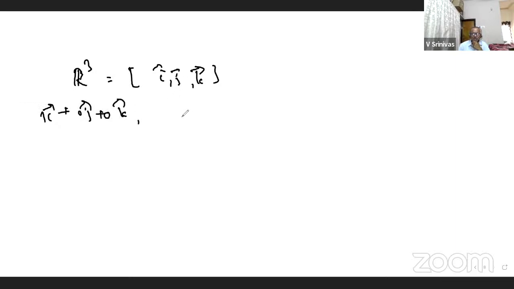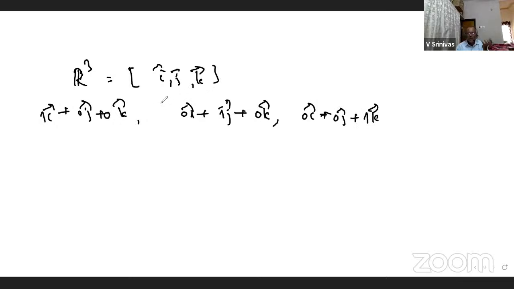Okay, j bar is 0 i bar plus 1 j bar plus 0 k bar, and k bar is 0 i bar plus 0 j bar plus 1 k bar. These three are three-dimensional vectors, a mutually perpendicular right-handed system. The linear span of these is R3. We know that this is a basis. The set consisting of i bar, j bar, and k bar is a basis for R3, isn't it?